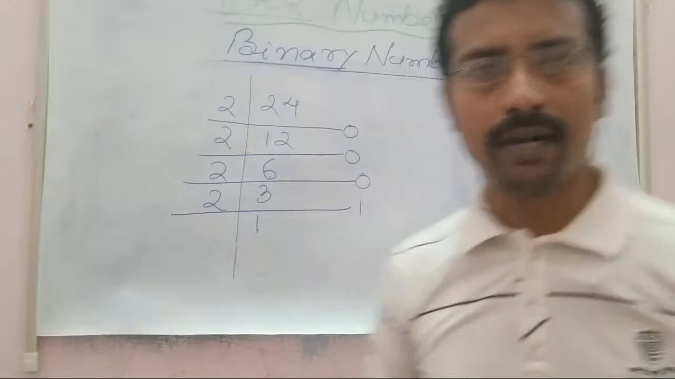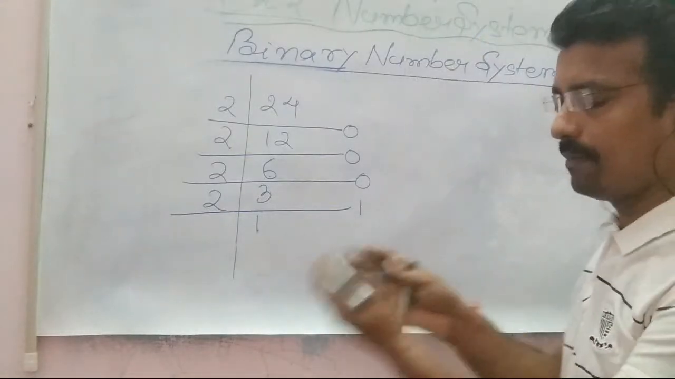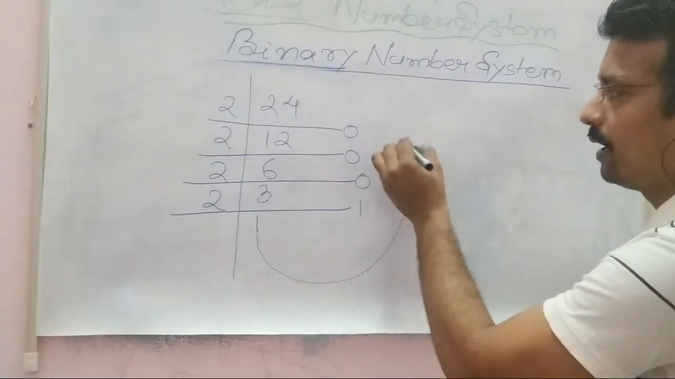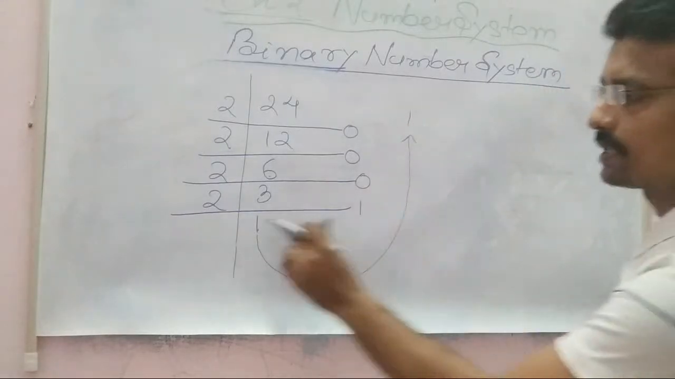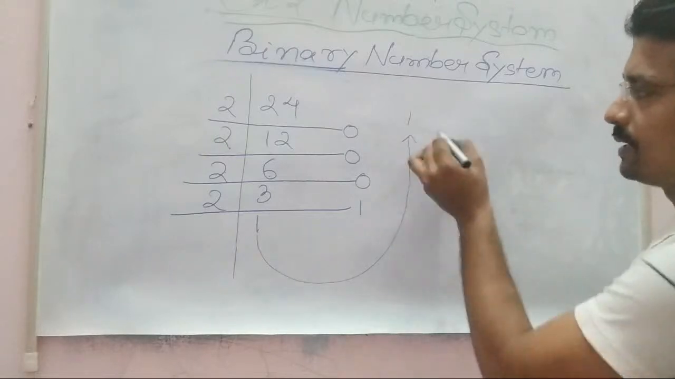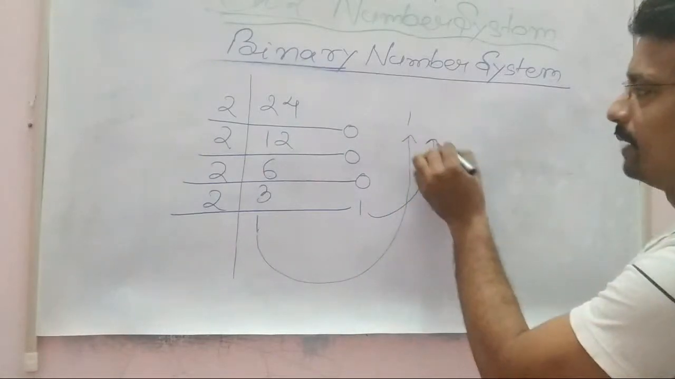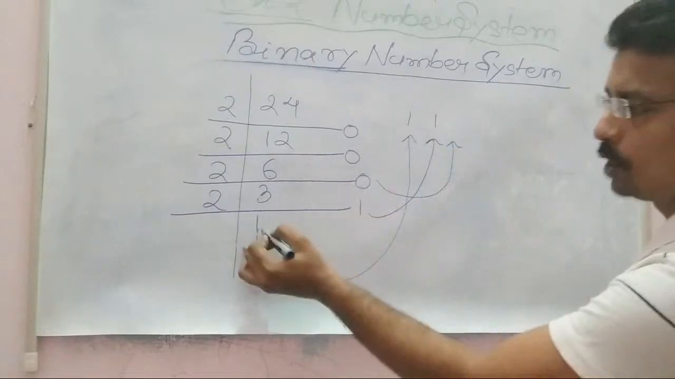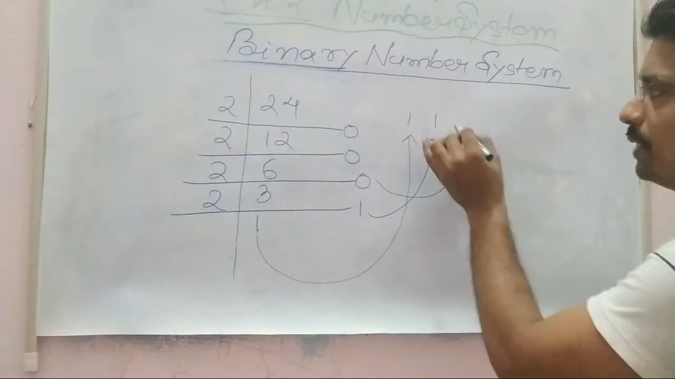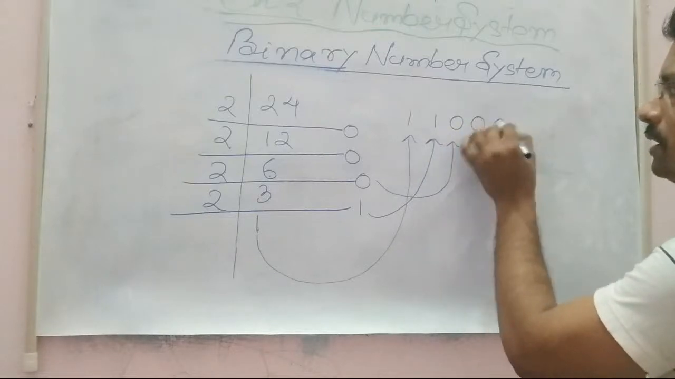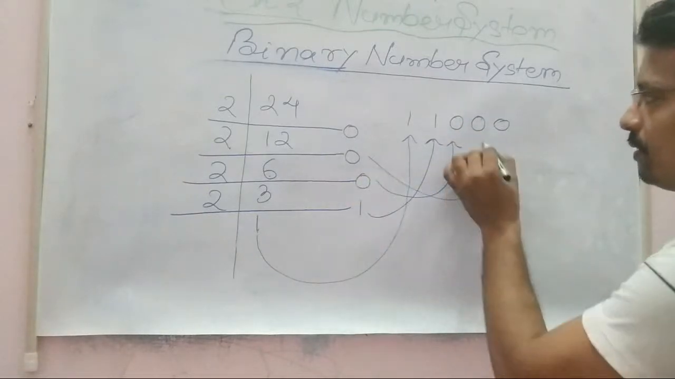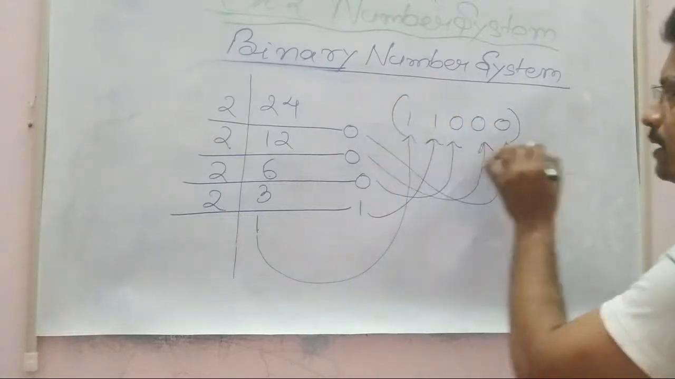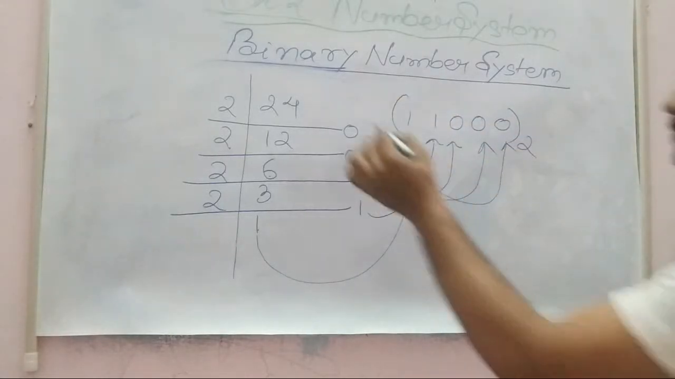So, see how we will write it in the decimal, I mean binary formula. First, you will write this last value as the first one, then this value as the second. Then from top to up we have to go, and we keep the digits in the same order. This is the binary representation of 24.